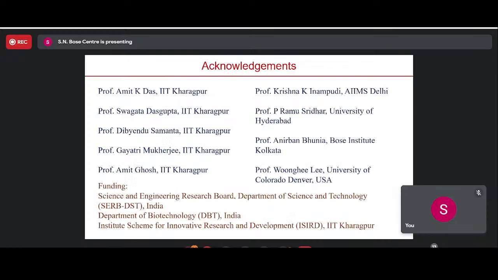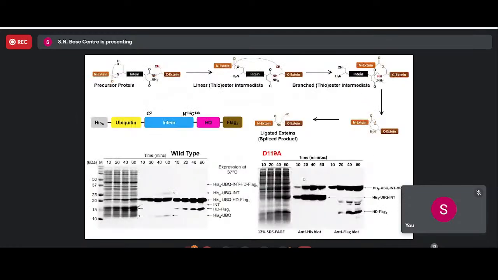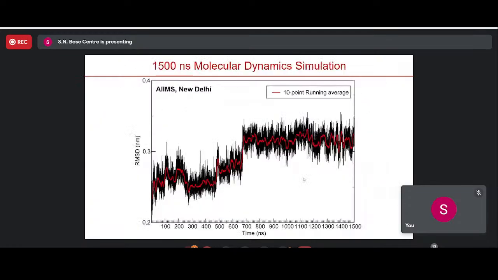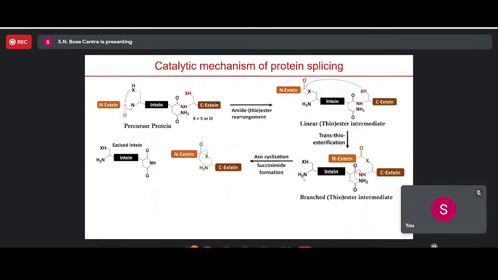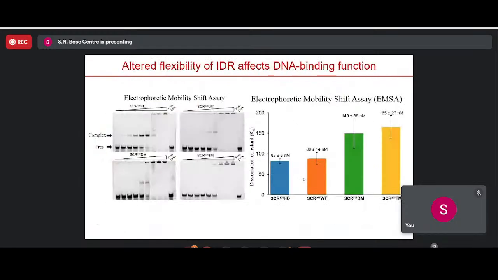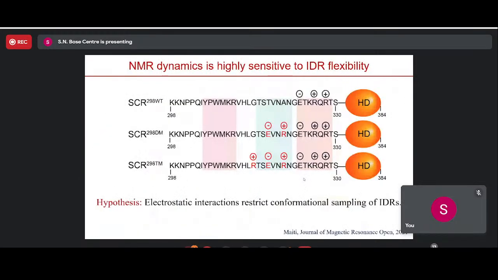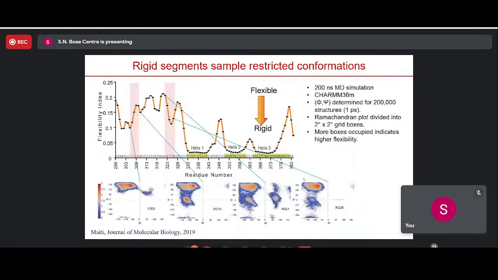Right. Apart from MD simulation, it is also better. So we did from both NMR and MD. So this one is from MD. Okay. So this is something that again, I'm not sure if it is right or wrong, but this is one way of doing it.